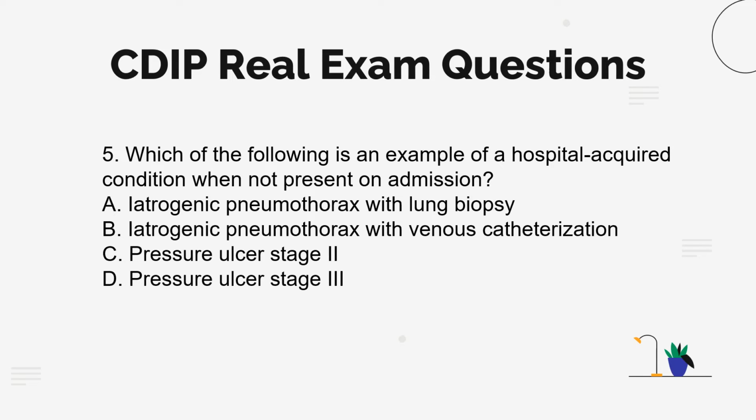5. Which of the following is an example of a hospital-acquired condition when not present on admission? A. Iatrogenic pneumothorax with lung biopsy. B. Iatrogenic pneumothorax with venous catheterization. C. Pressure ulcer stage 2. D. Pressure ulcer stage 3.